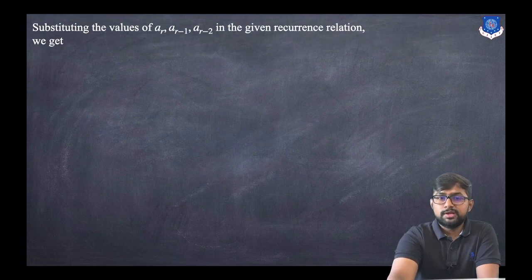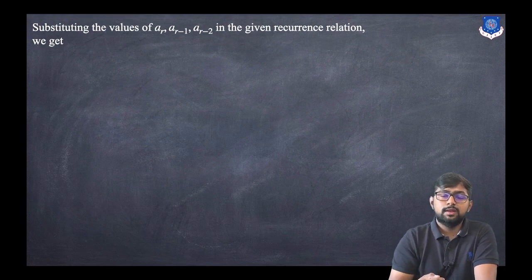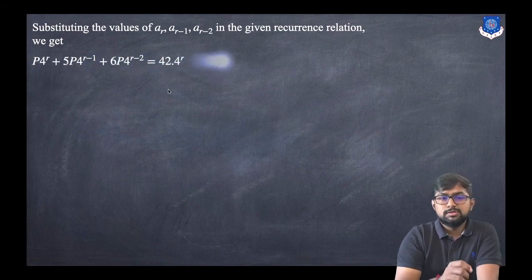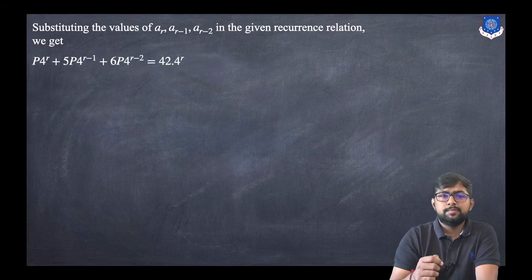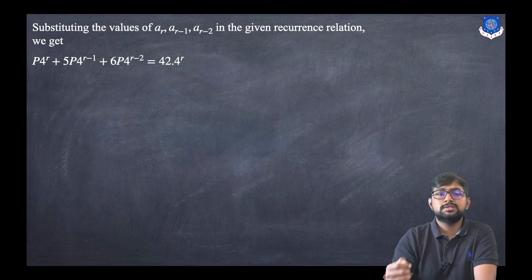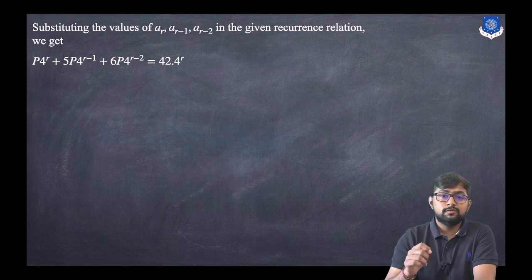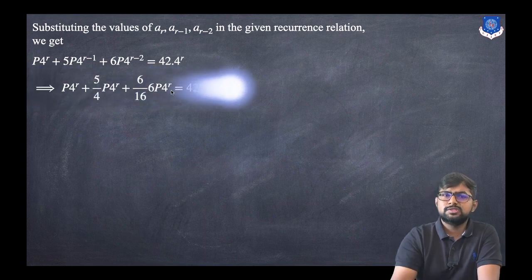Now substituting the values of a_r, a_(r-1), a_(r-2) in the given recurrence relation. So what will we get? p·4^r + 5p·4^(r-1) + 6p·4^(r-2) = 42·4^r. Okay, so we need to just solve this.